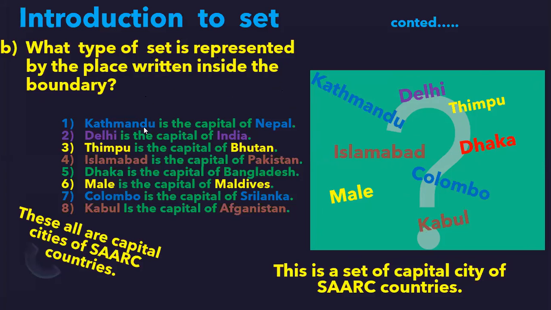These all are place names written inside the boundary. Kathmandu is the capital of Nepal. Delhi is the capital of India. Thimphu is the capital of Bhutan. Islamabad is the capital of Pakistan. Dhaka is the capital of Bangladesh. Male is the capital of Maldives. Colombo is the capital of Sri Lanka. And Kabul is the capital of Afghanistan.